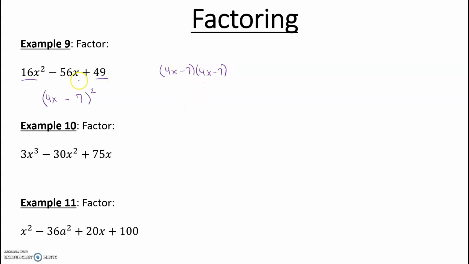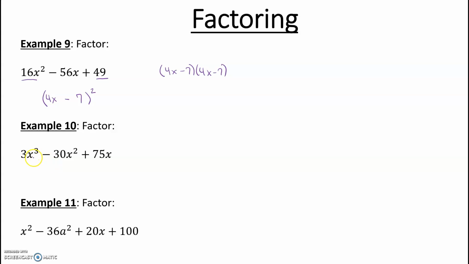So you'll have 16x squared, which is what we want. We'll have the plus 49, which is what we want. And that inside term, you'll have negative 28x, and negative 28x will make negative 56x. So that is a perfect square. It's just a little bit different way of looking at it.